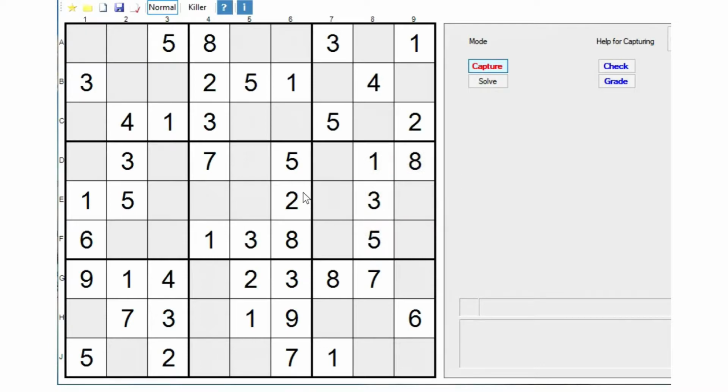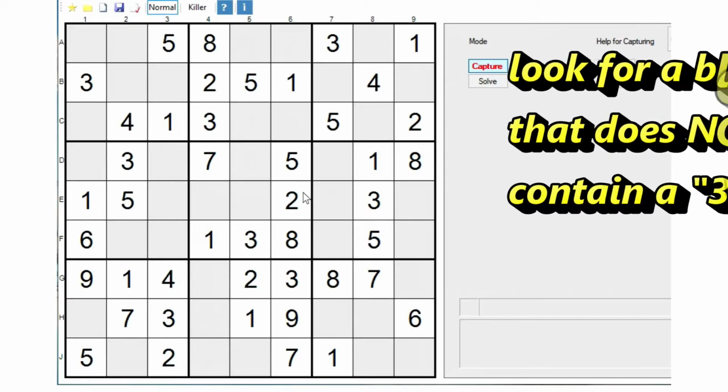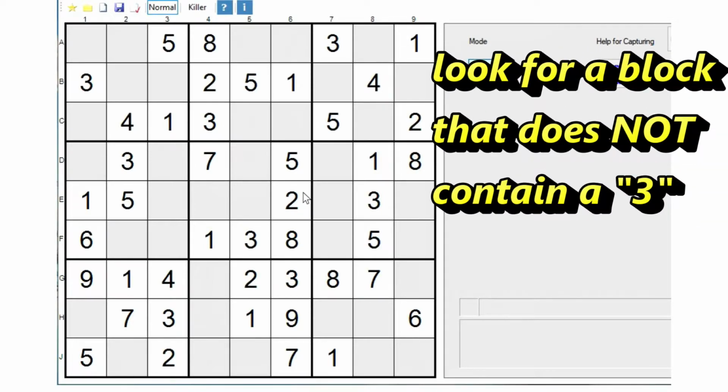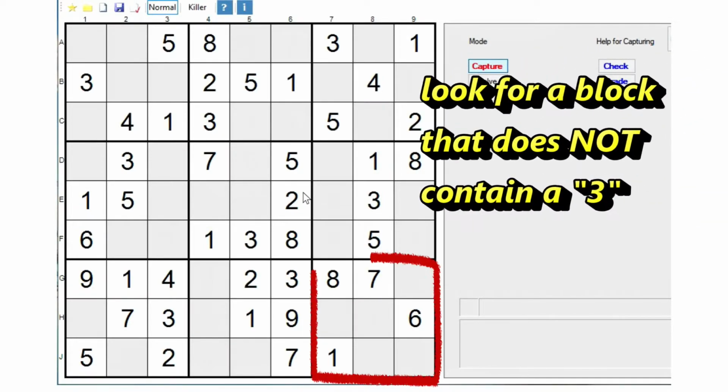The same goes for block 9, using intersecting lines from this 2 down and this 2 across. We can eliminate all the cells but these 2. So now we've done the numbers 1 and 2, let's move on to the number 3. And we see there's only one block that doesn't have a 3 in it, and that's block 9.